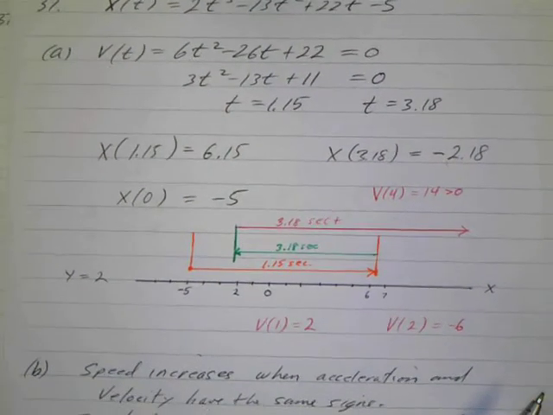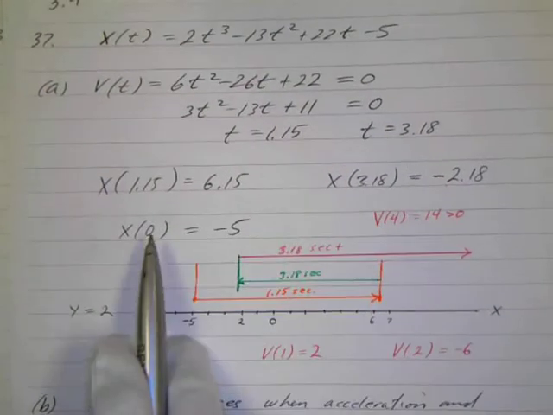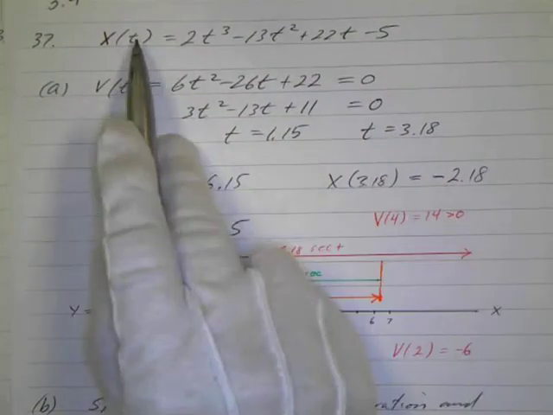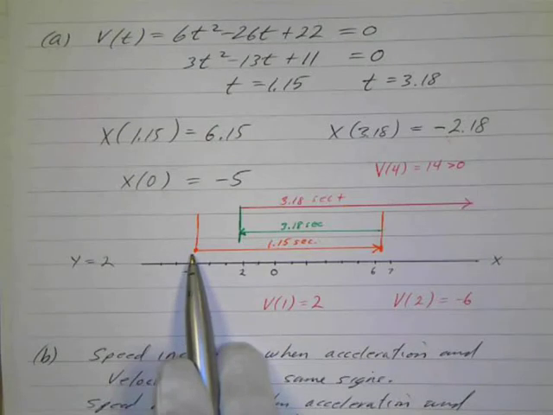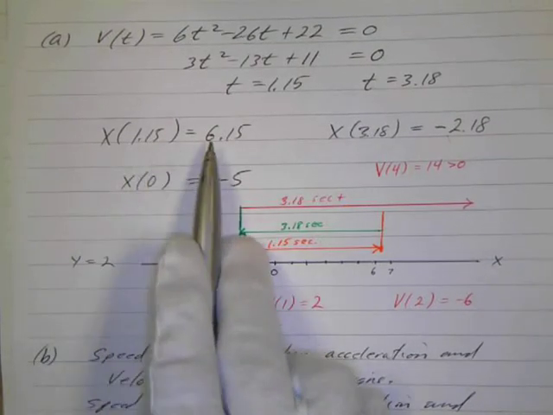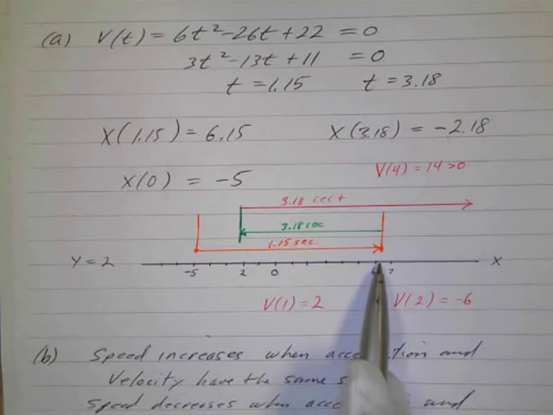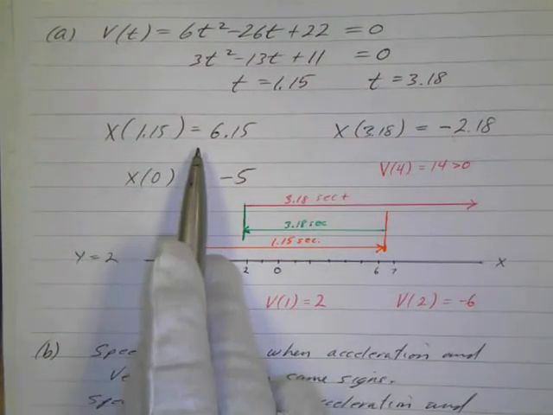So basically what's happening, what I figured out was, at t is 0, the 0 position is easy to find because if I just put 0 in here, I know I'm at -5. So basically I start at -5. I go 1.15 seconds, and I end up about 6.15, a little bit past 6. Then I stop, because that's when my velocity was 0.